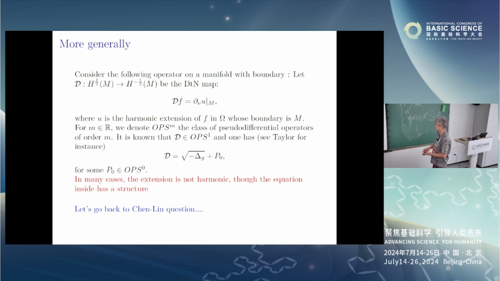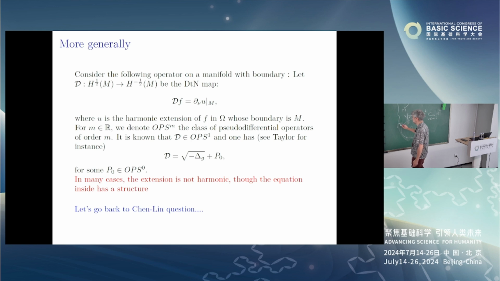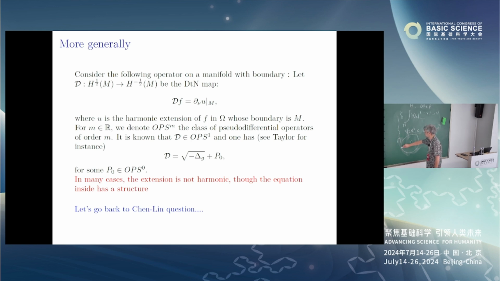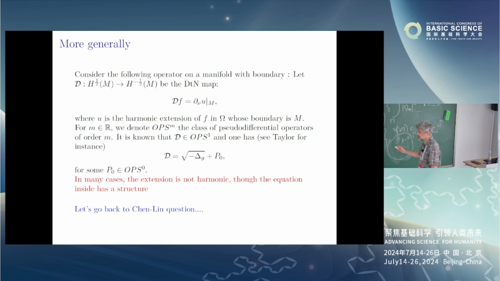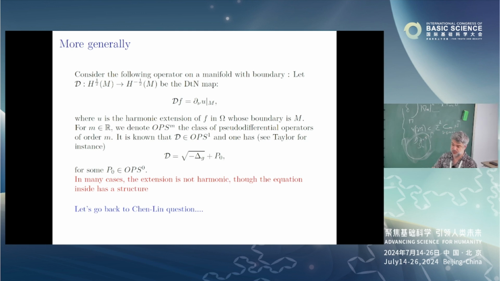So you have omega. You have M, which is the boundary of omega. You take a map F on the boundary M, you extend it harmonically, and then you take the Dirichlet to Neumann map. Okay? So then if you open one of Taylor's books, you can prove that the Dirichlet to Neumann map is always the square root of the Laplace-Beltrami on the boundary, plus a zero-order term, which is a pseudo-differential operator of order 0. And this is not a multiplicative operator, by the way.